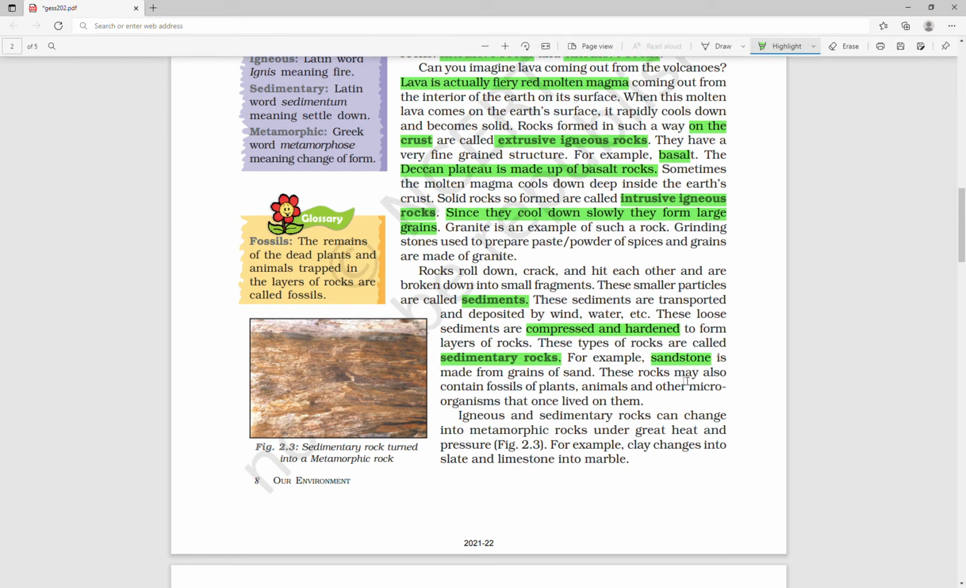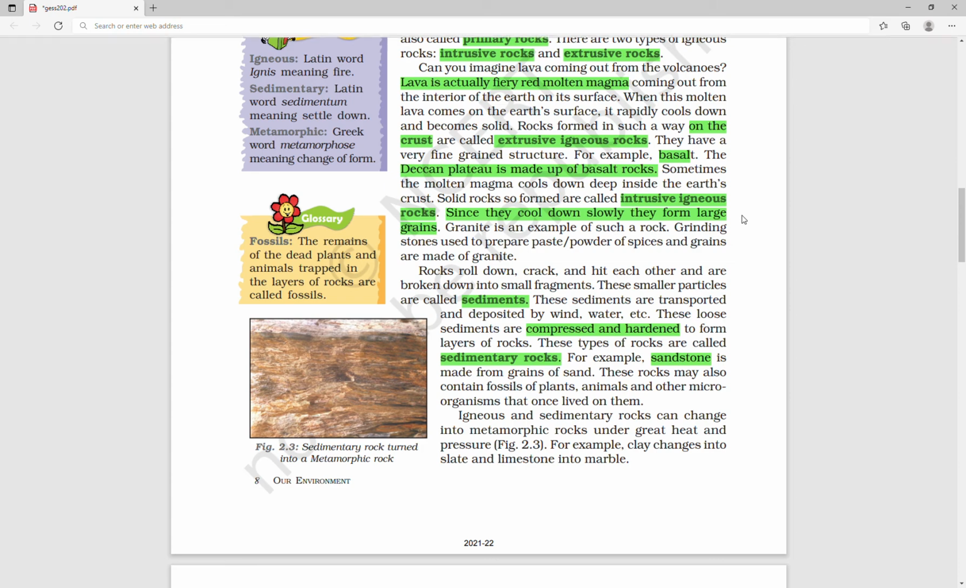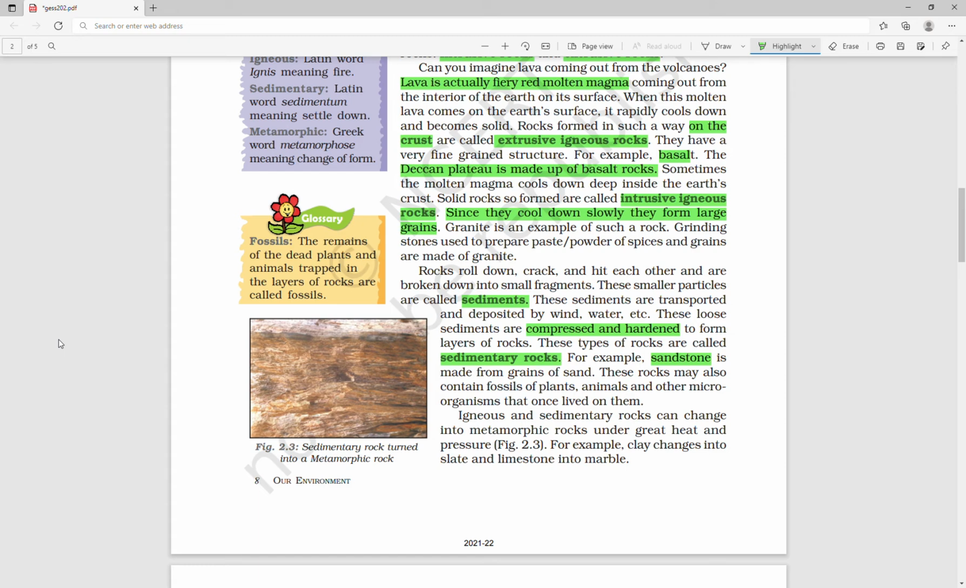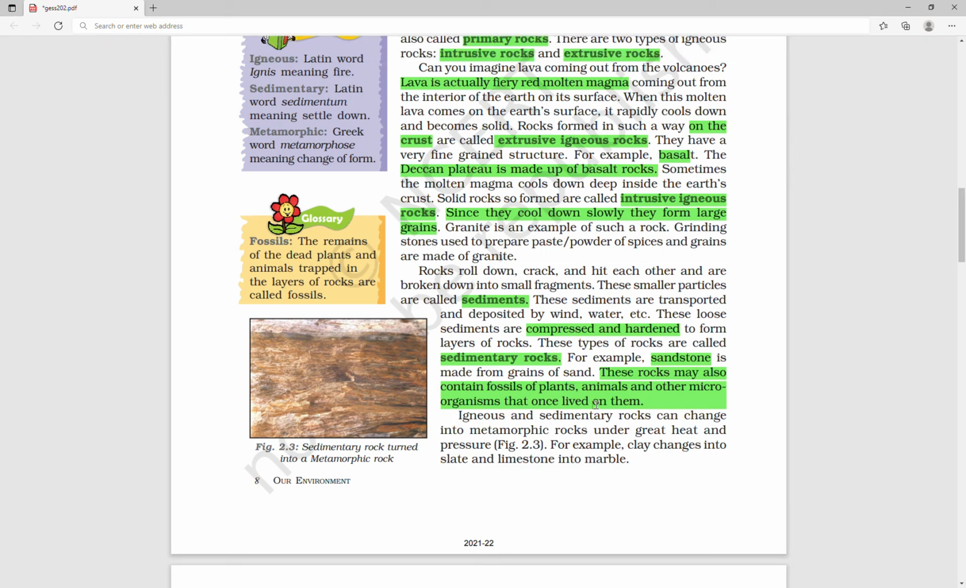Sandstone is made of grains of sand. How do we get it? It has big sand. It is compressed and hardened in the middle core, and then it forms sandstone. Right? These rocks may also contain fossils of plants, animals and microorganisms that once lived on them.